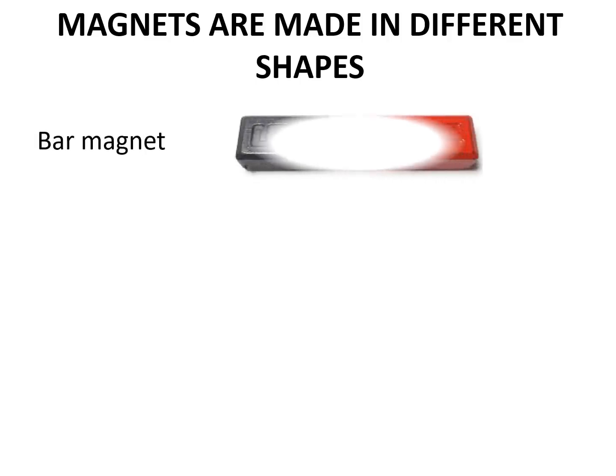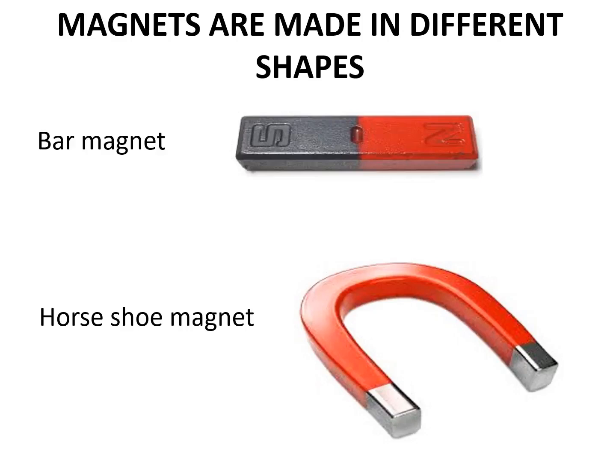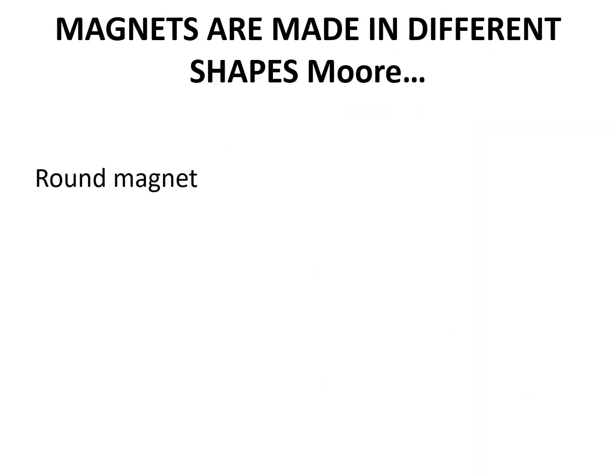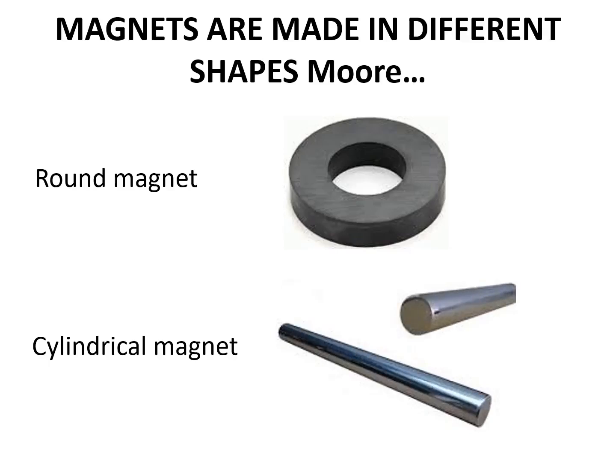We've got the bar magnet. It looks like a bar. There it is. We also have the horseshoe magnet. It looks exactly like a horseshoe. The other shapes are round, which are usually found in speakers, radio speakers. We also have the cylindrical shape magnet that looks like that.